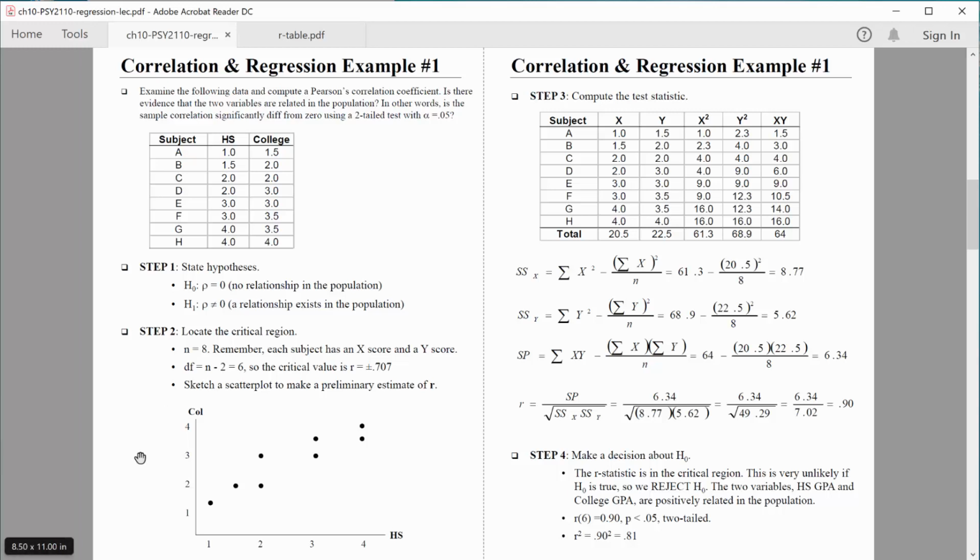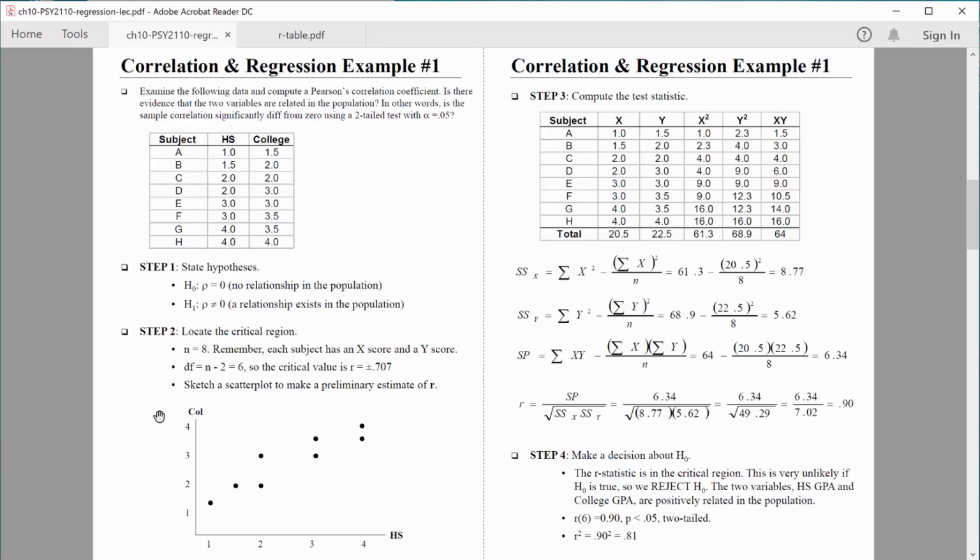At this point, just go ahead and fill in the scatter plot. For each one of these 8 people, just plot their position in that two-dimensional space. This first person has a high school GPA of 1 and a college GPA of 1.5, and you can locate that right there, right below that hand on the scatter plot. And you'll want to do it for the rest of them. Like that last person had a high school GPA of 4, college GPA of 4. Here's 4 for high school and 4 for college.